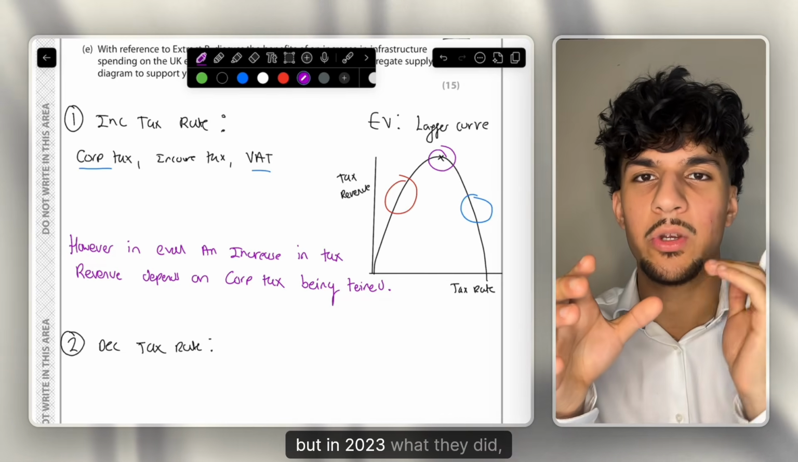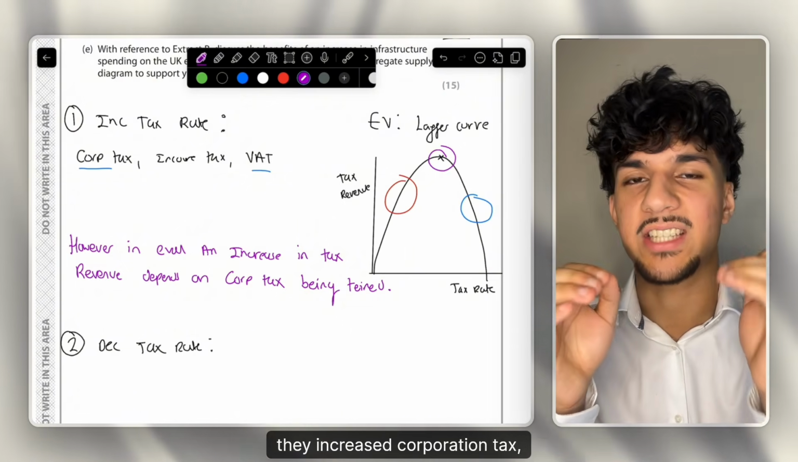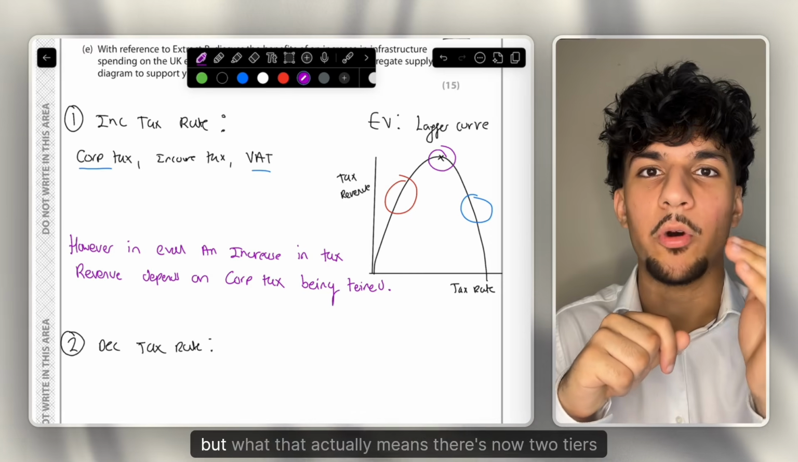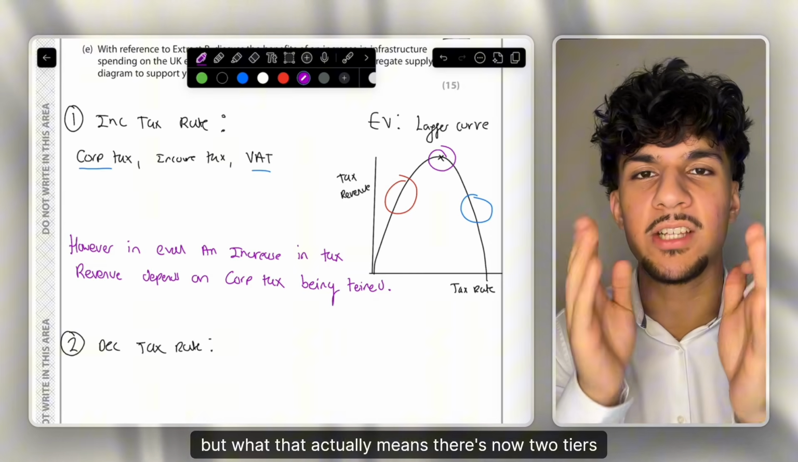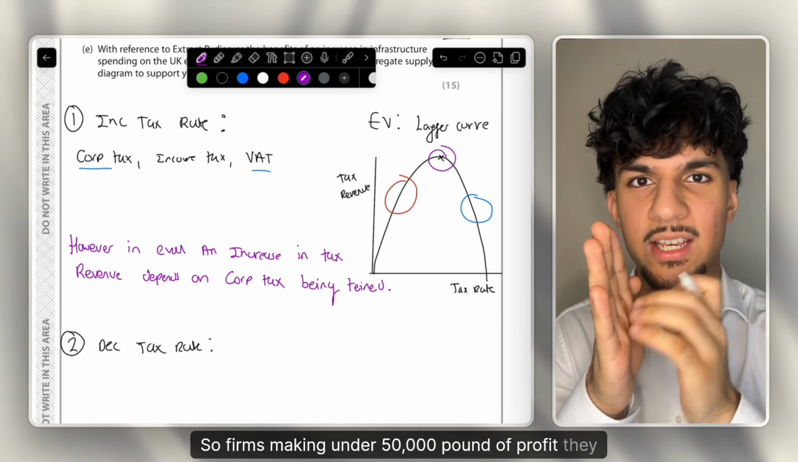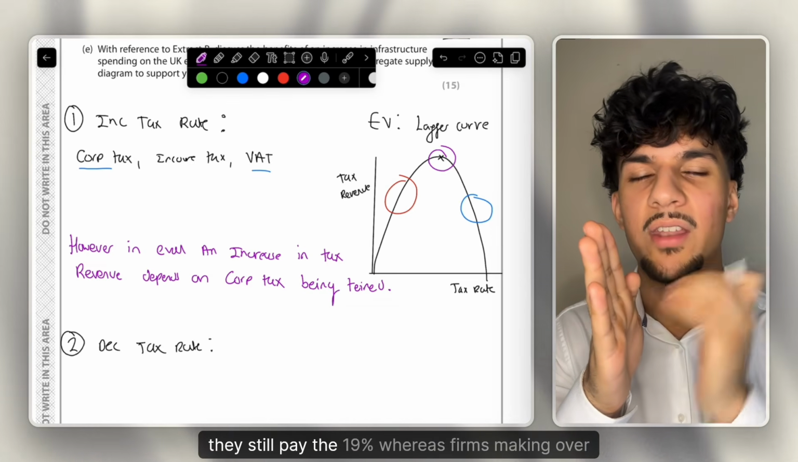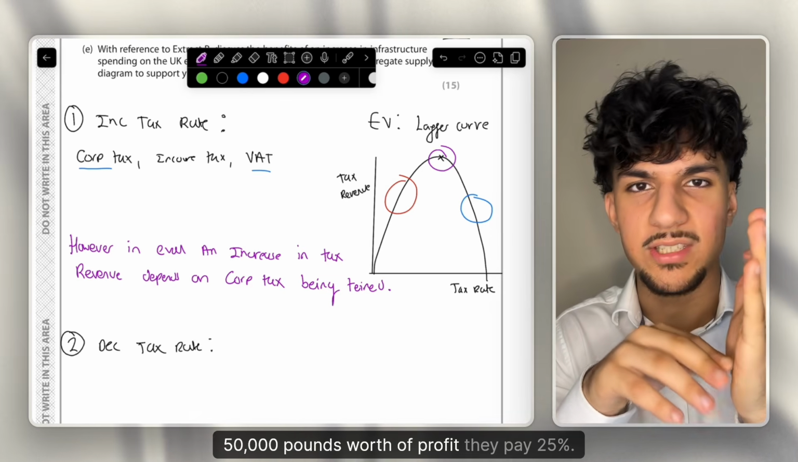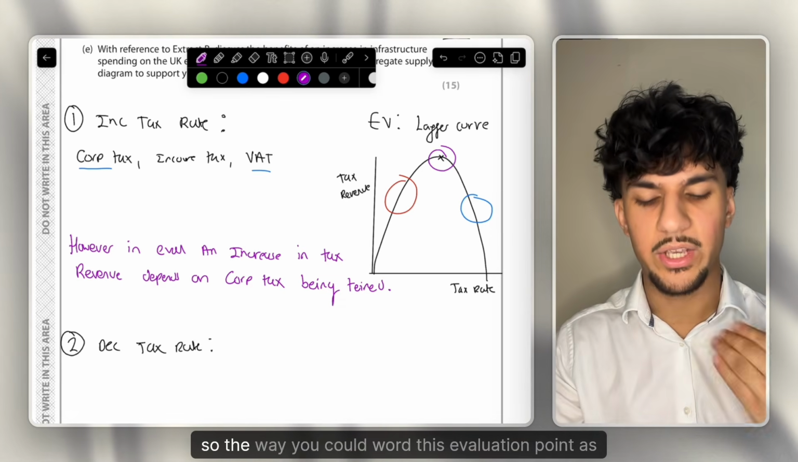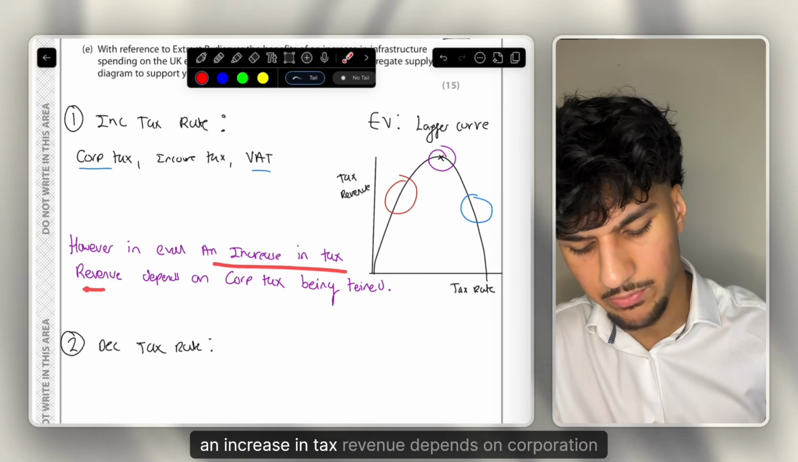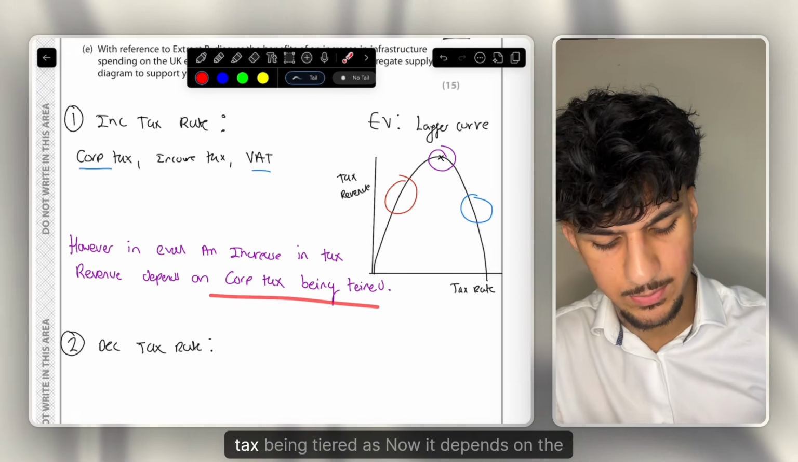But in 2023, they increased the highest band of corporation tax to 25%. What that actually means is there are now two tiers of corporation tax. Firms making under £50,000 of profit still pay the 19%, whereas firms making over £50,000 worth of profit pay 25%. So the way you could word this evaluation point, as I've written here, is: however, in evaluation, an increase in tax revenue depends on corporation tax being tiered.